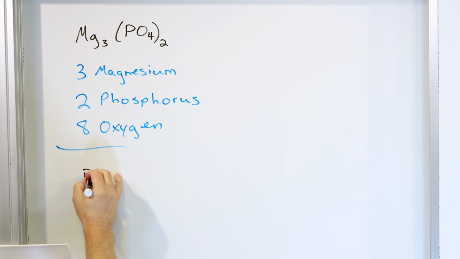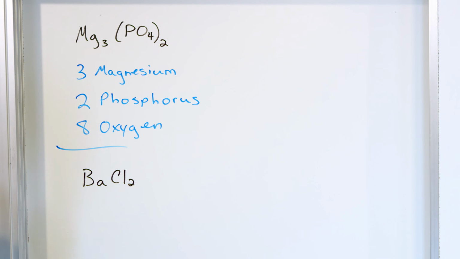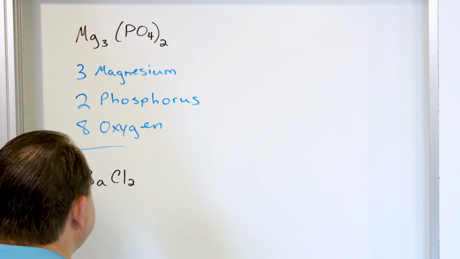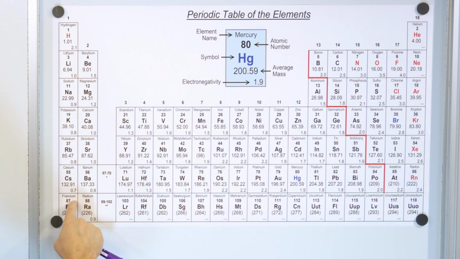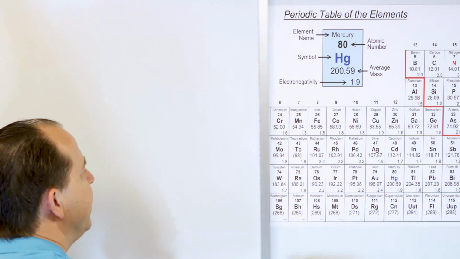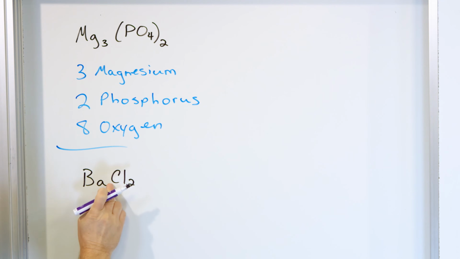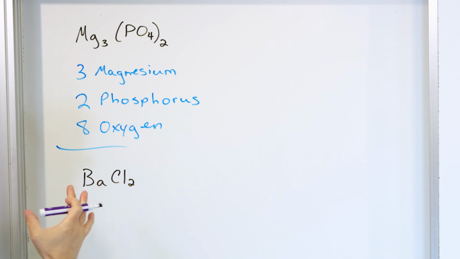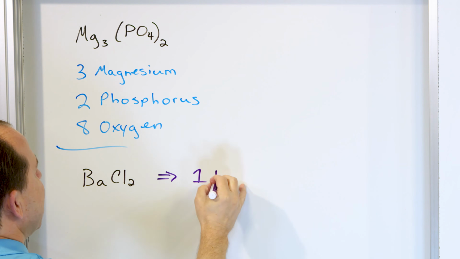Here we have BaCl2. All right, so how many atoms of each? So first of all, what is Ba? If you're not sure, go back to the periodic table and find Ba. It is barium, a pretty heavy element. And how many do we have? Well, we have an implied 1 here because nothing else is listed. So we have 1 barium.